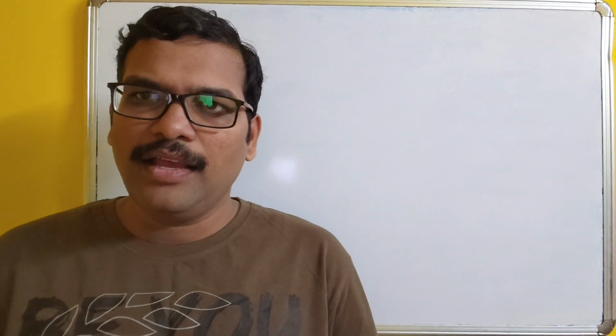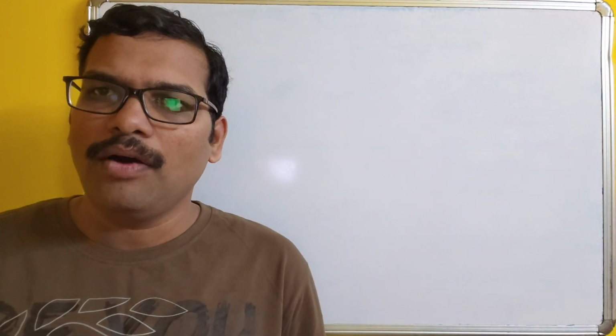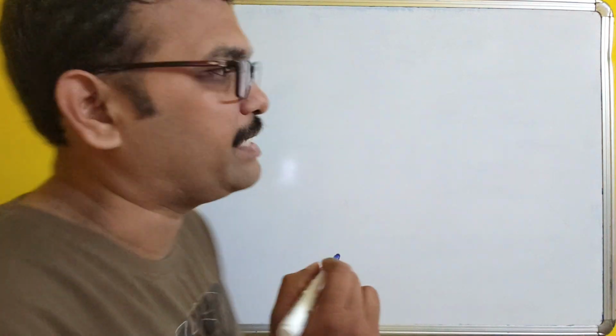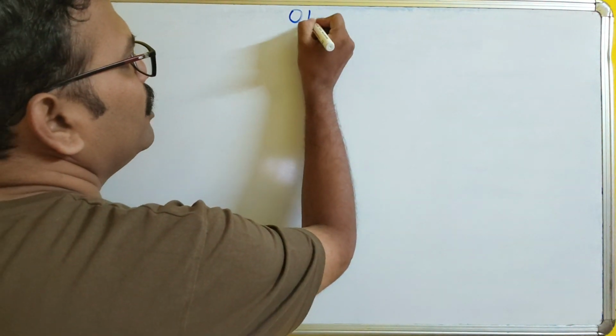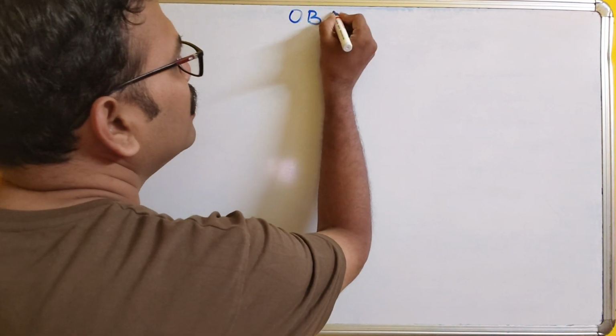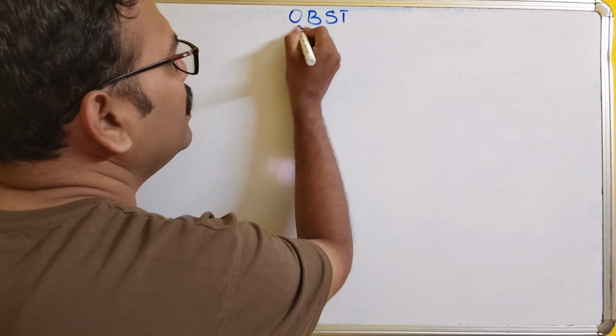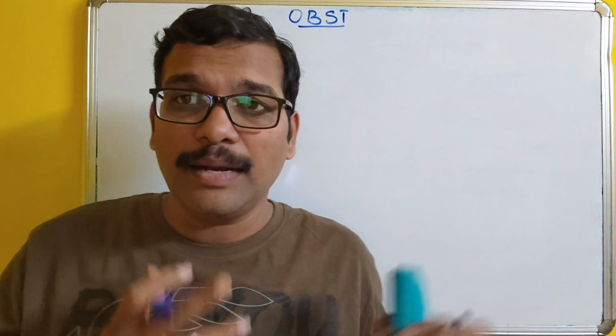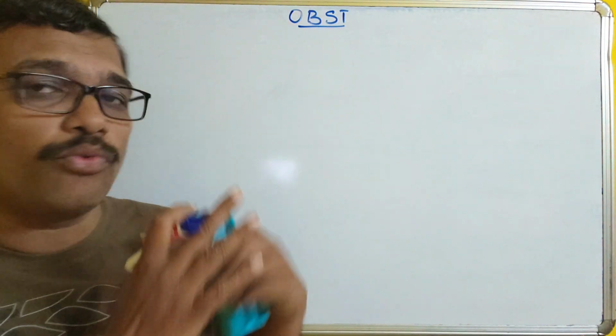So today we will see once again one more example of optimal binary search tree in algorithms concept. So we'll call it OBST, optimal binary search tree. In our previous session, we discussed complete information about OBST.